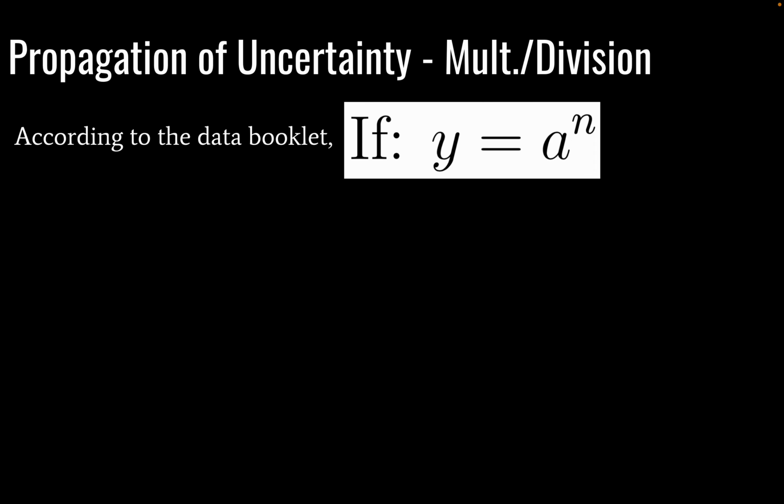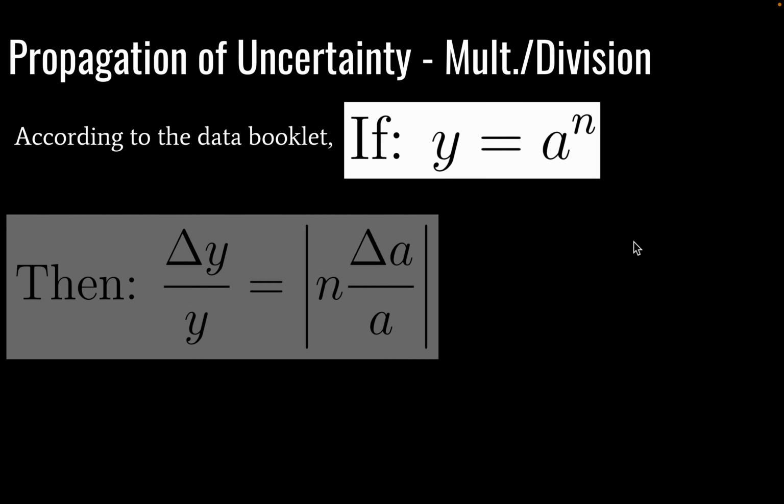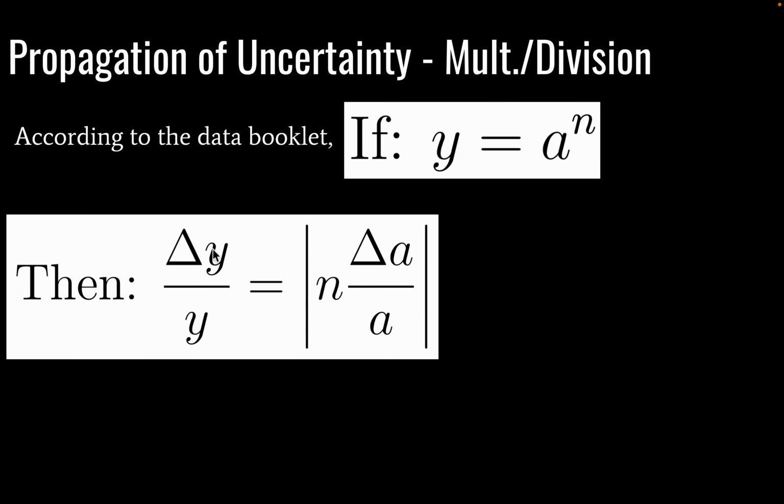Okay, finally, to deal with exponents, we look at this scenario where y is equal to a raised to the nth power. So for our uncertainty, what we find is that the fractional uncertainty of our calculated value y will be equal to n multiplied by the fractional uncertainty of a. And this value can only be positive. We're looking at the absolute value. So if we have a negative exponent, we're going to drop that negative sign due to our absolute value bars here.